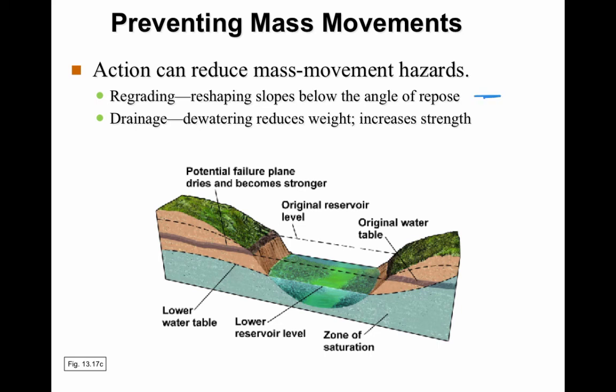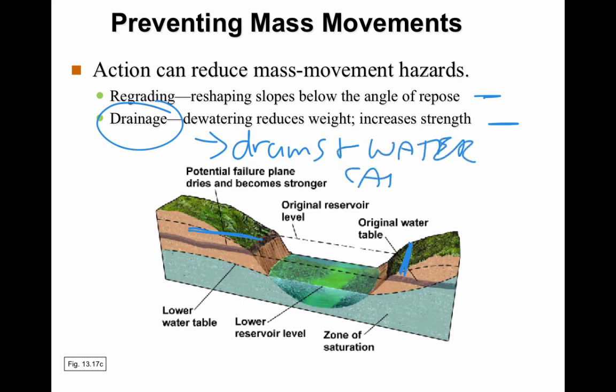So regrading, and then changing the drainage. Drainage can be changed by actually putting in drains, or putting in canals, and basically changing the drainage through putting in drains and water catchments. Again, if any of you are driving along the freeway and you look up at the side of a road cut, you'll see big channels that are cut across that collect that rainwater, so the rainwater doesn't focus on the slope, it actually gets removed from the slope.